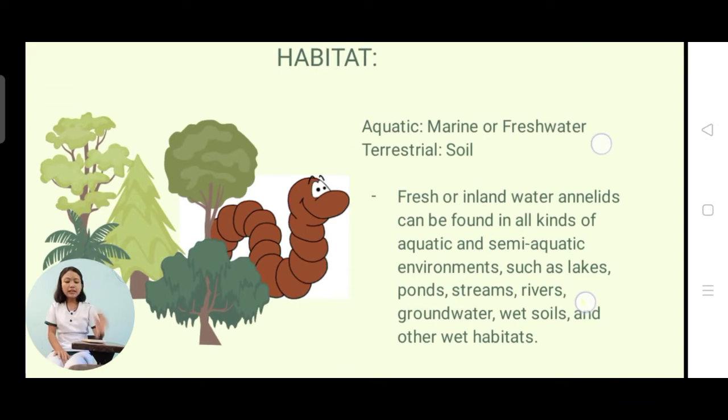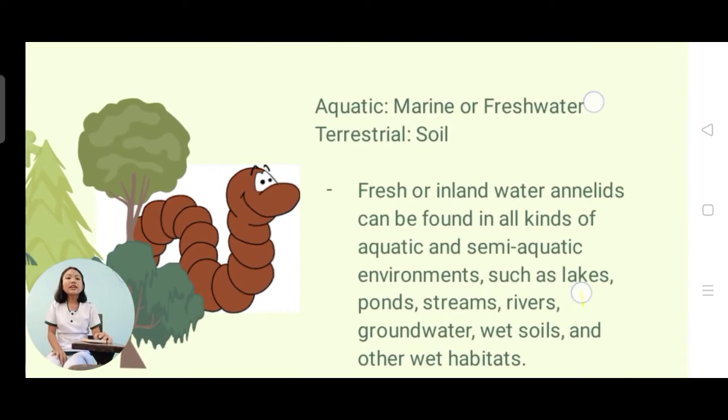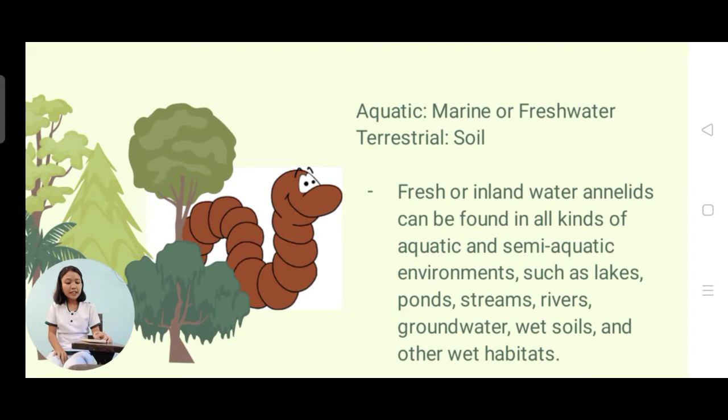Habitat: aquatic, marine or freshwater; terrestrial, soil. Fresh or inland water annelids can be found in all kinds of aquatic and semi-aquatic environments such as lakes, ponds, streams, rivers, groundwater, wet soils, and other wet habitats.